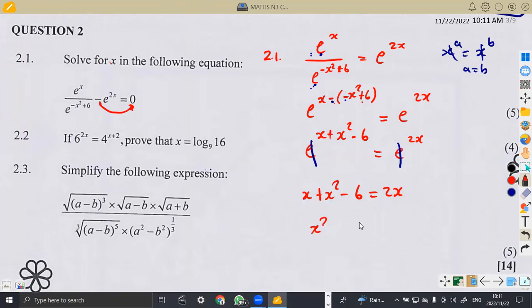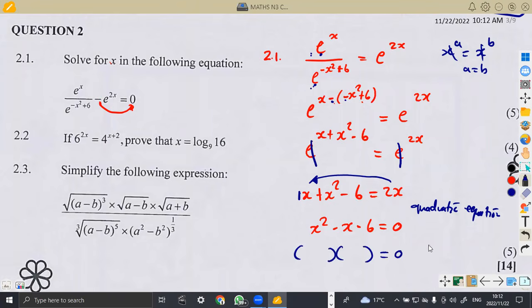So that means we can group like terms: x squared, take the 2x on the left-hand side, it is going to be minus. So this is the same as 1x minus 2x, which is minus x, minus 6 is equal to 0. So what do we have? That's a quadratic equation. How do you solve a quadratic equation? It depends. You can use the quadratic formula or factorization. I don't know which method is best for you, but factorization is the easiest, since we just need 2 brackets that we are going to equate to 0.